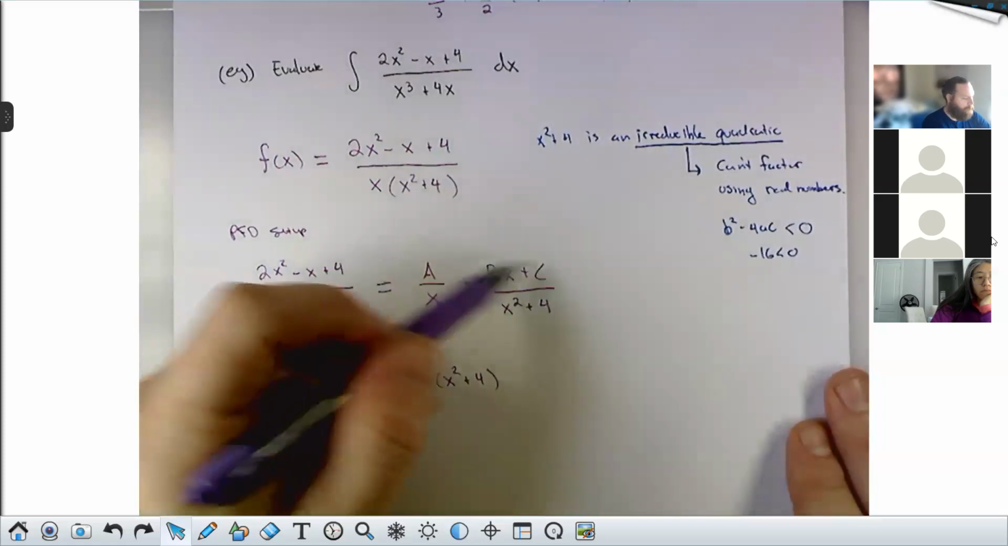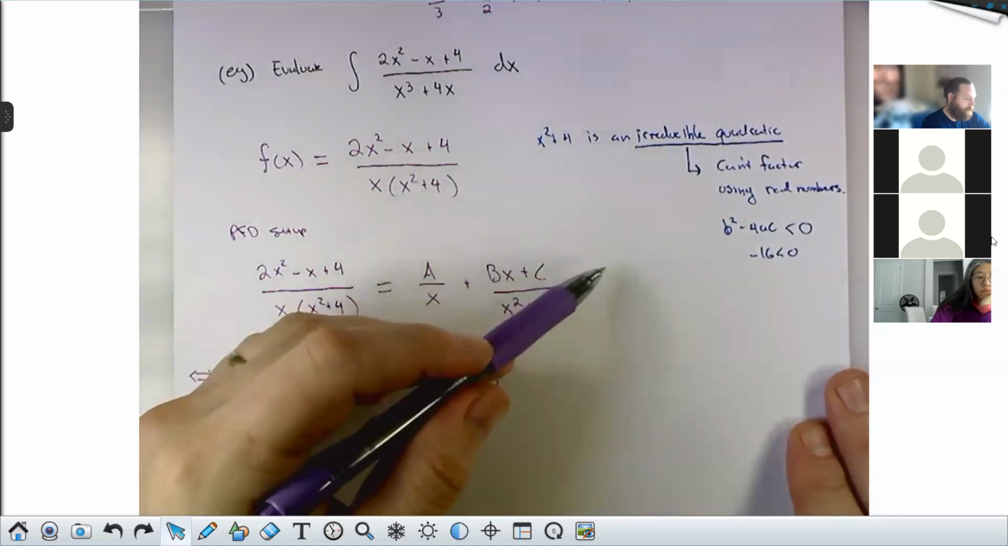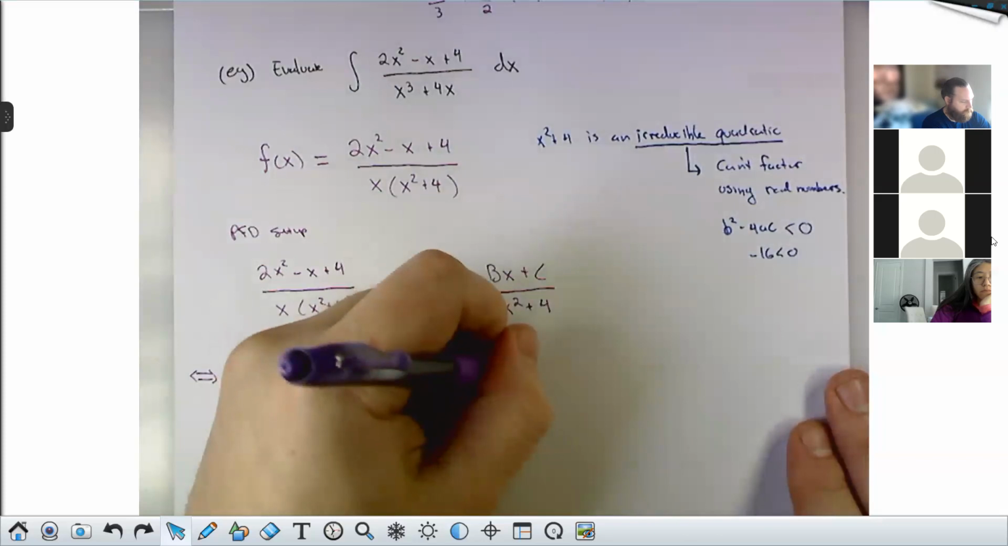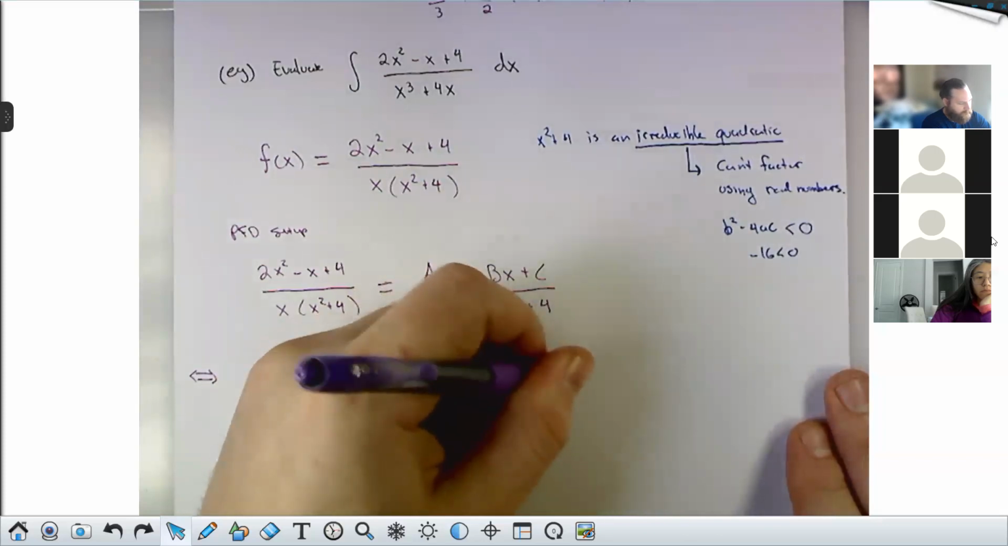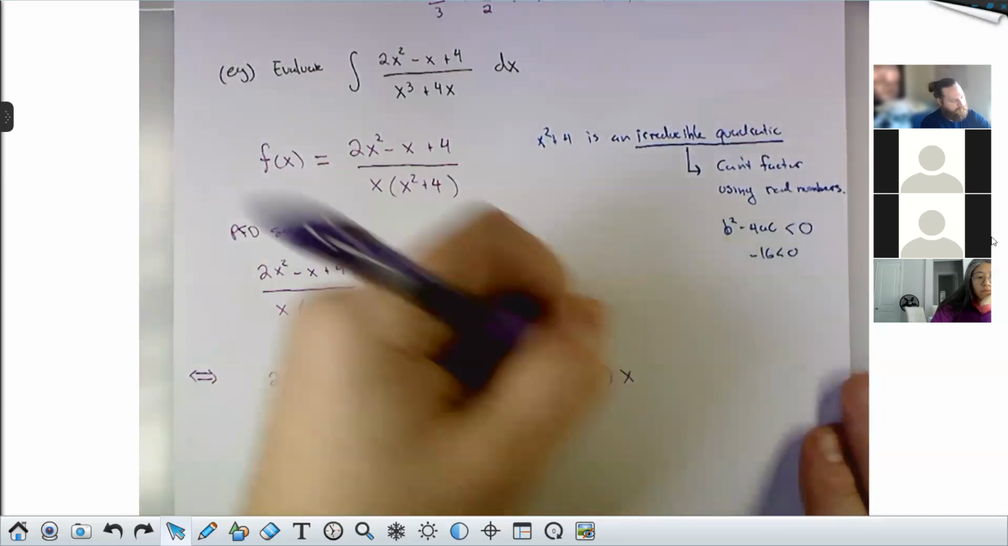When I multiply (bx + c)/(x² + 4) times (x² + 4), the x² + 4's cancel and the x's survive. So I get plus parentheses bx + c times x.